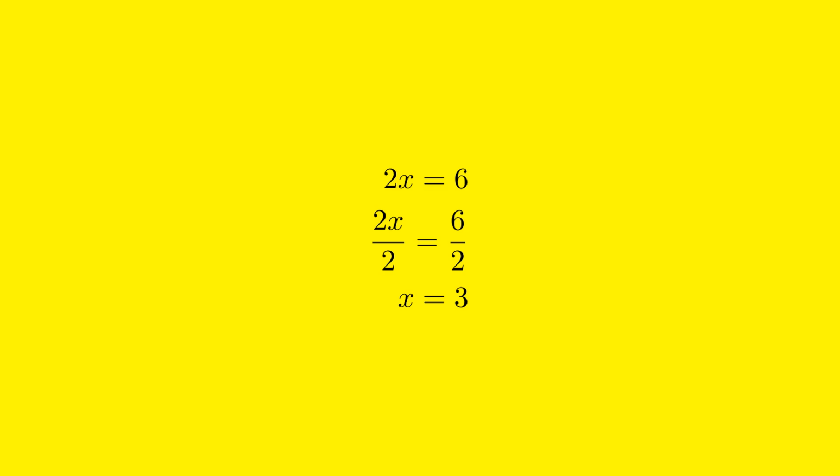When we divide 2x by 2, the 2 cancels out, leaving us with just x on the left side. On the right side, we need to divide 6 by 2. So, 6 divided by 2 equals 3. Now we have x equals 3. In summary, by dividing both sides of the equation by 2, we isolated x and found that x equals 3. This is the final step. The value of x that makes the equation true is 3.